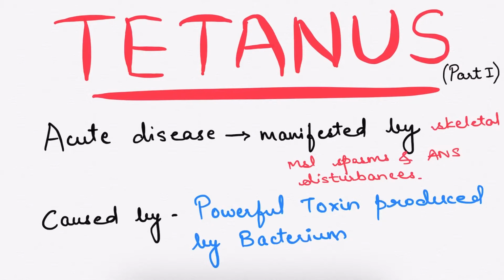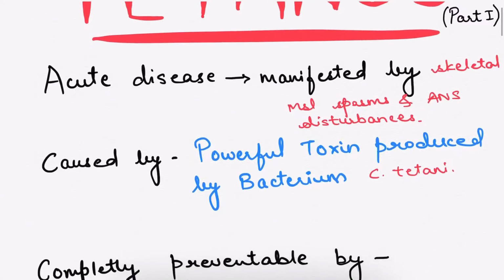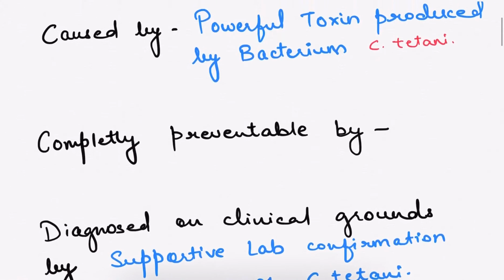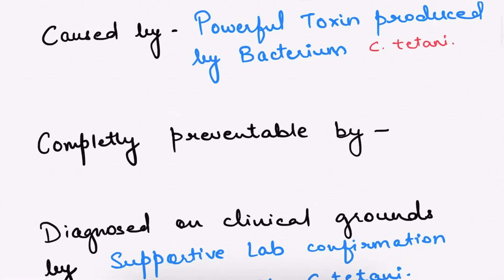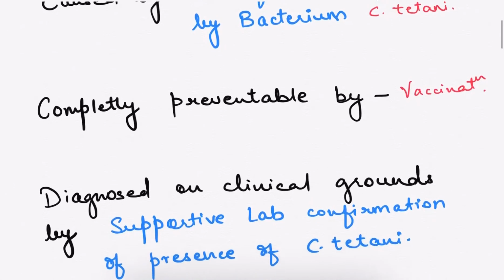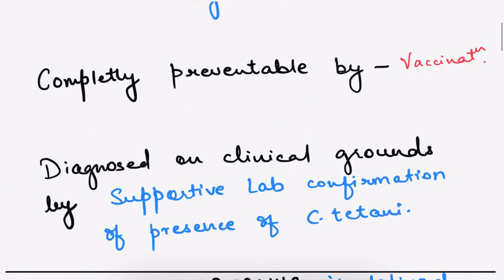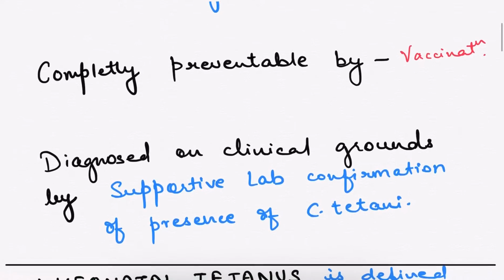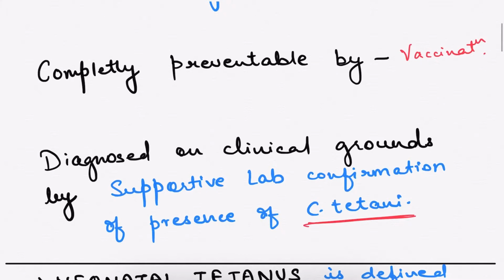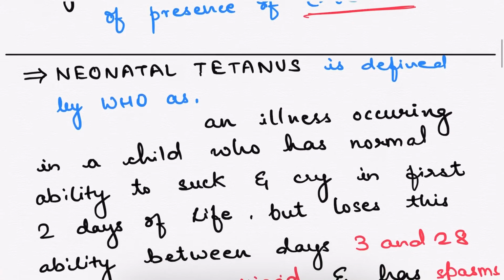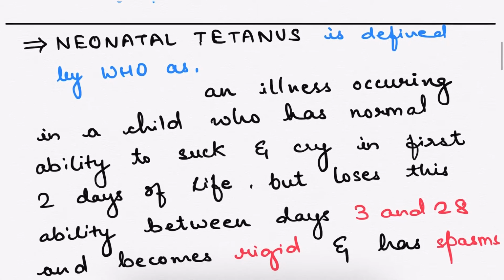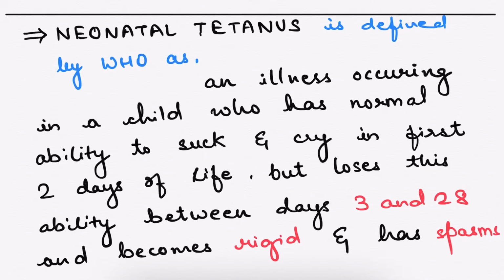It is caused by a powerful toxin produced by the bacterium Clostridium tetani. Tetanus is completely preventable by vaccination. It is diagnosed on clinical grounds, with supportive lab confirmation of the presence of Clostridium tetani. Now I'll be discussing neonatal tetanus and maternal tetanus.